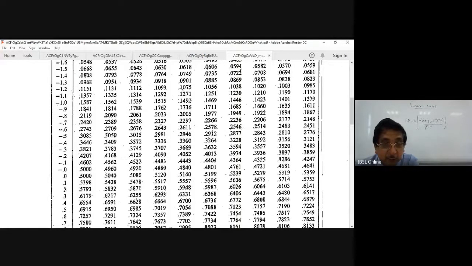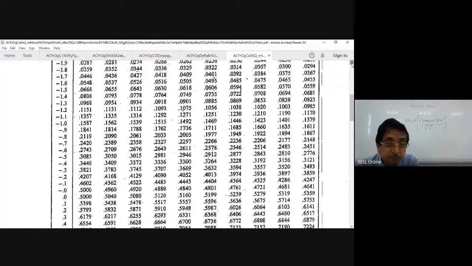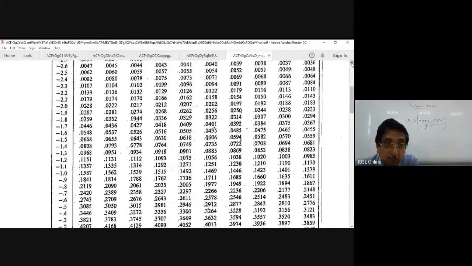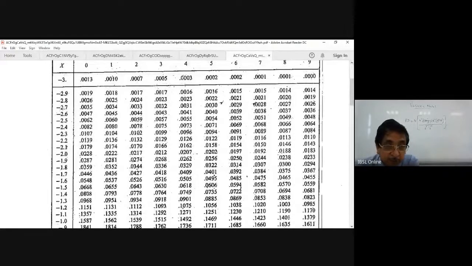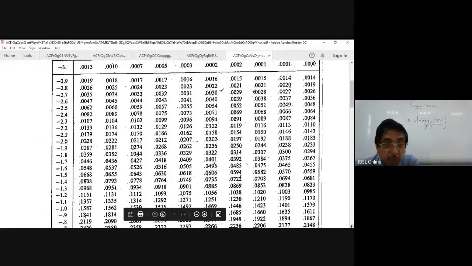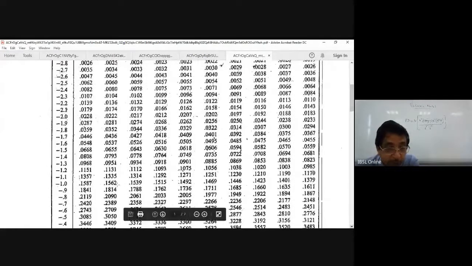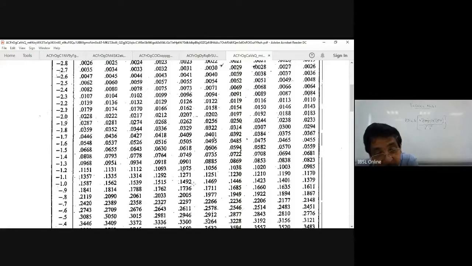But since the value comes here, what is this column number? That column number is 4, but it represents 0.0003. So the value can be minus 1.03, but it is not the very correct value, because what we need to look at is 0.1500, whereas we found only 0.1492, which has a difference of 0.0008.